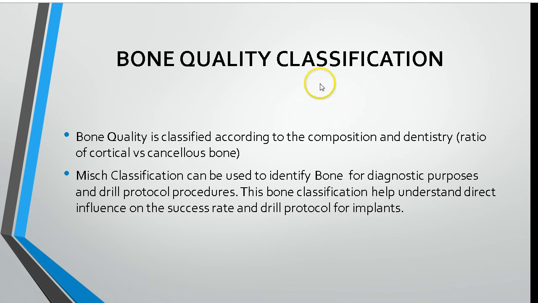we classify bone quality. We have a nice classification for this, and the bone quality is classified according to the composition of the cortical versus cancellous bone. The type of classification that I personally use, and it's kind of easy to remember, is the MISH classification. This MISH classification basically classifies the quality of bone based on cortical versus cancellous bone. And knowing that classification helps us in our drilling sequence and maybe even predict the success rate of our treatment plan.